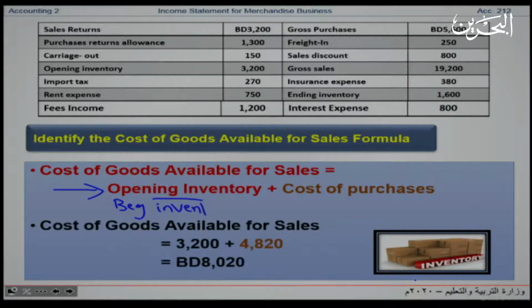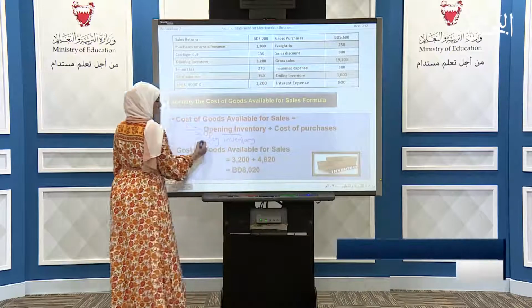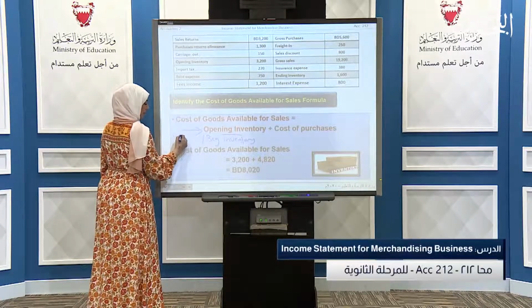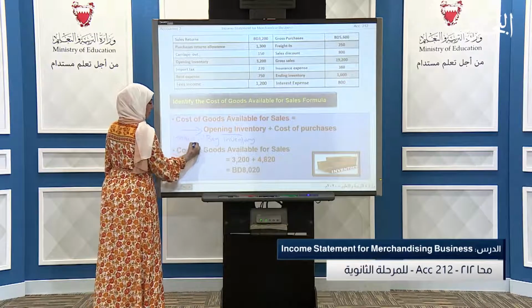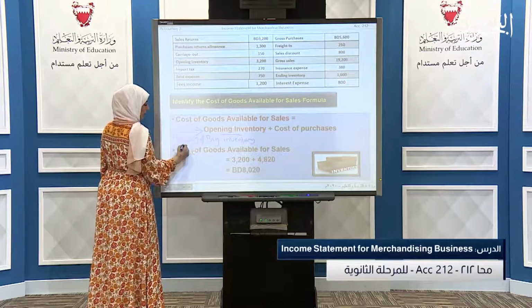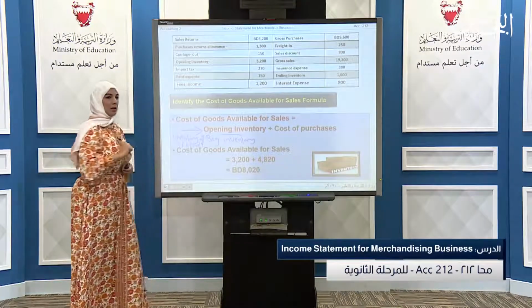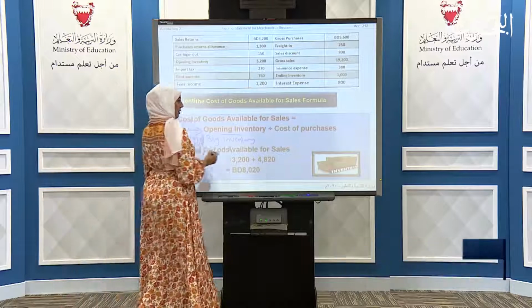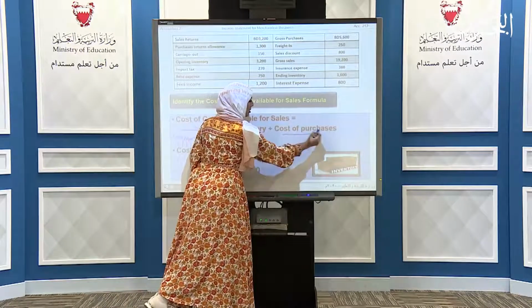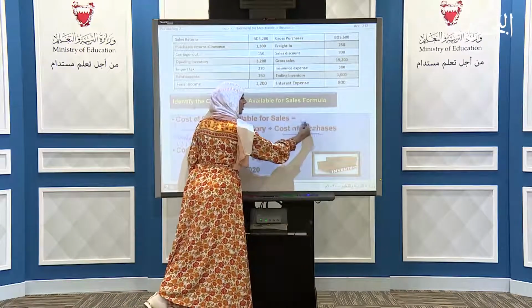I need to use the opening inventory, and maybe in other questions they call it the beginning inventory, or they will say inventory at the 1st of January 2019. I will take the opening inventory and add it to the cost of purchase, the one I find in the previous slide.